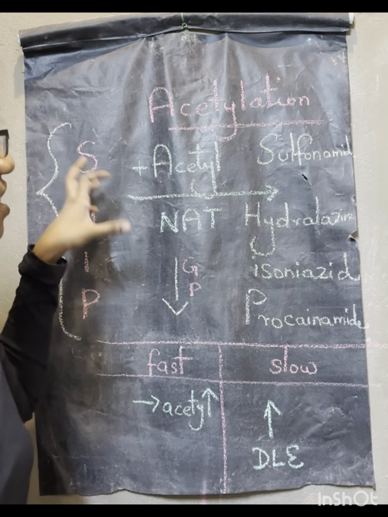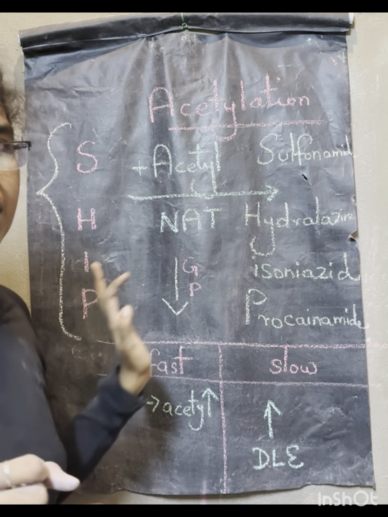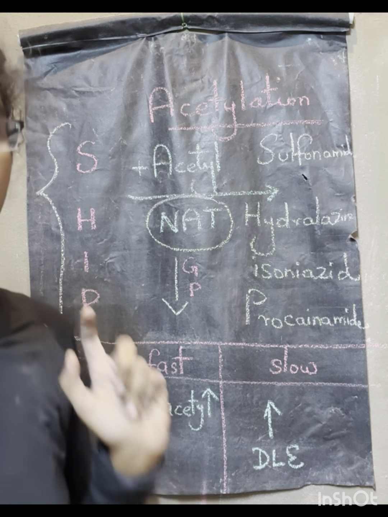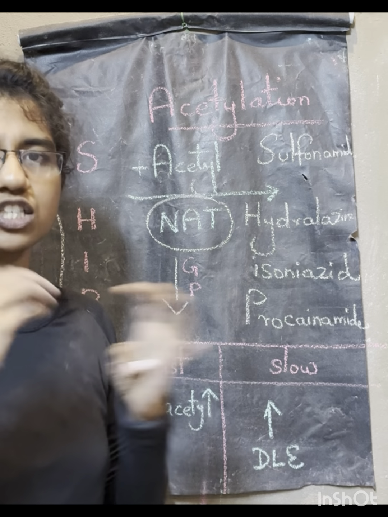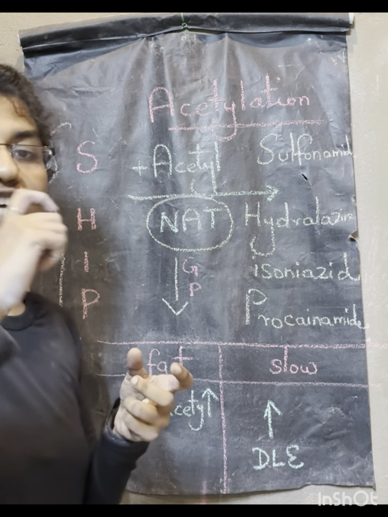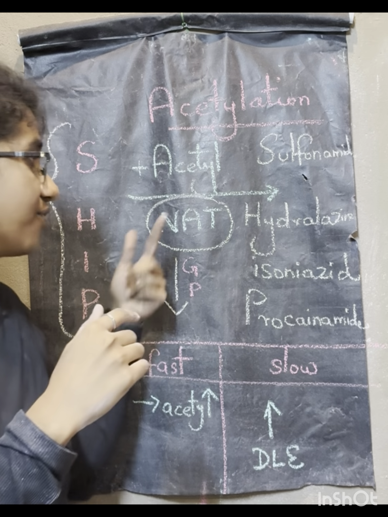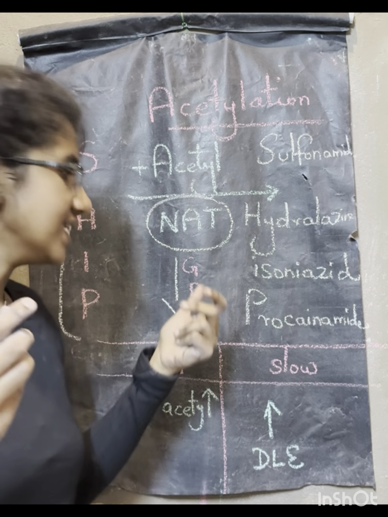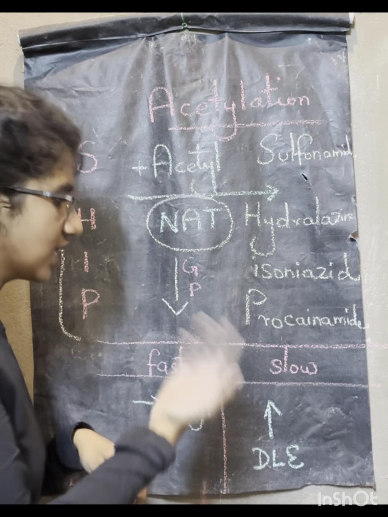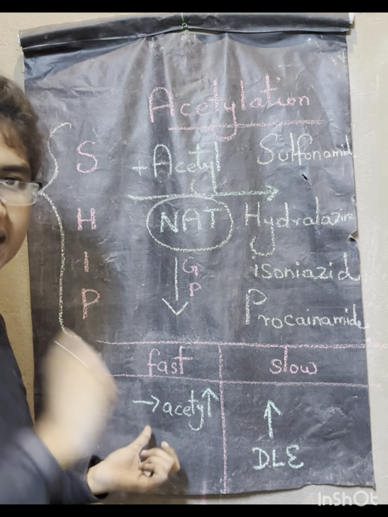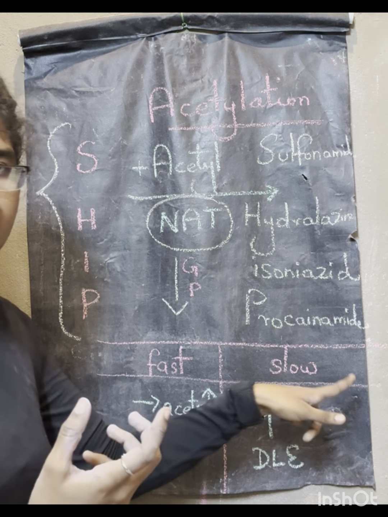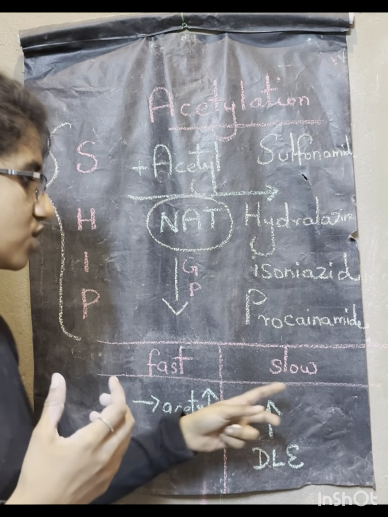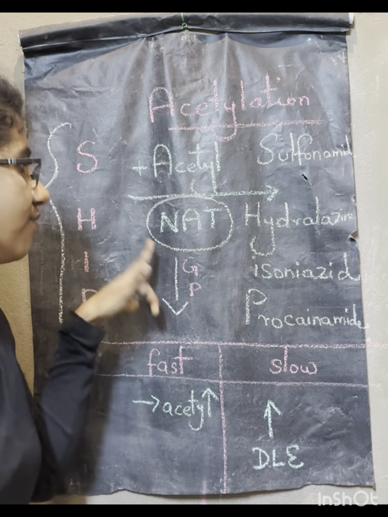These drugs undergo acetylation, and another important thing is that the enzyme N-acetyl transferase shows genetic polymorphism. Genetic polymorphism means that based upon the genetic composition, the quantity of the enzyme may change, or the quality. So it shows variations in quantity or quality. Based upon that, there are 2 groups of people: fast acetylators and slow acetylators. Fast acetylators have more NAT, and slow acetylators have less NAT enzyme.